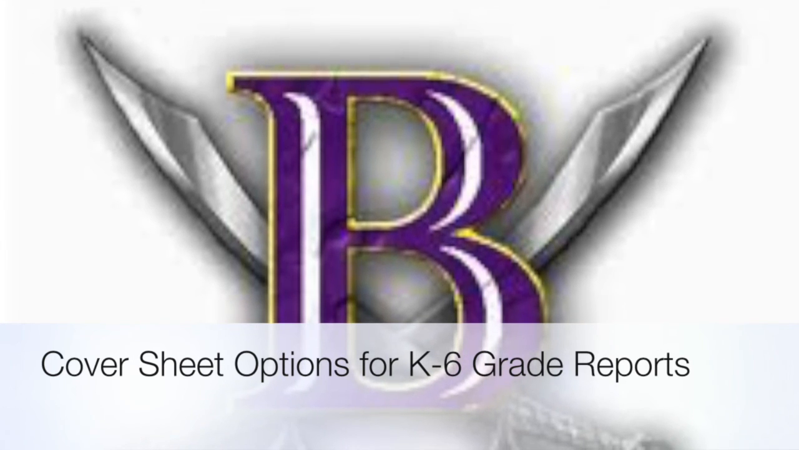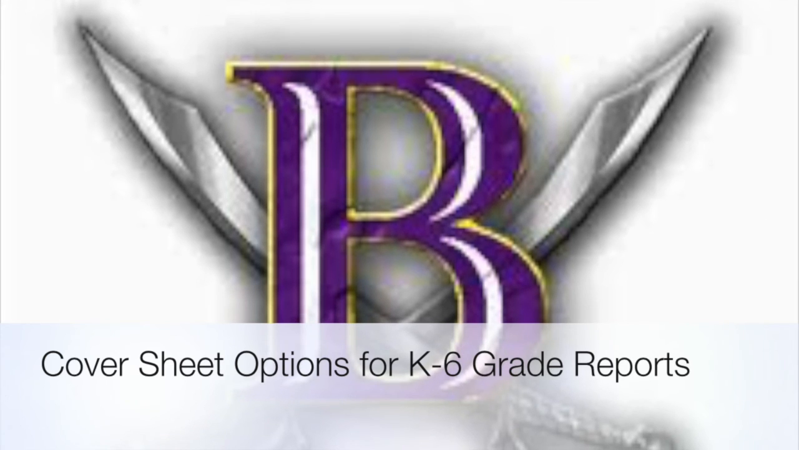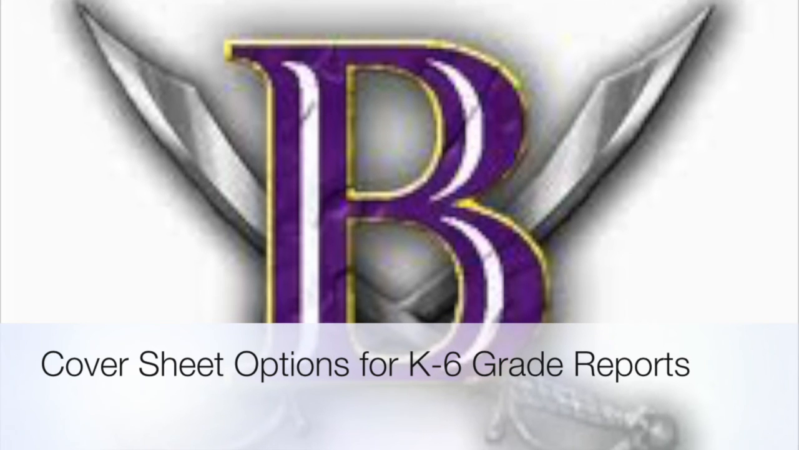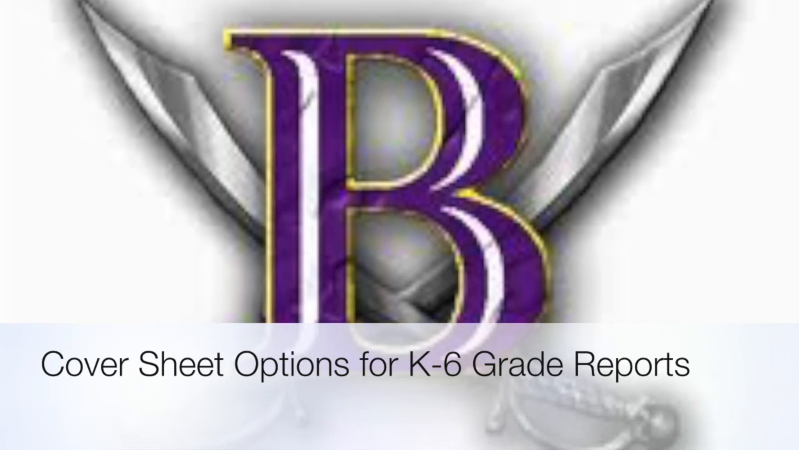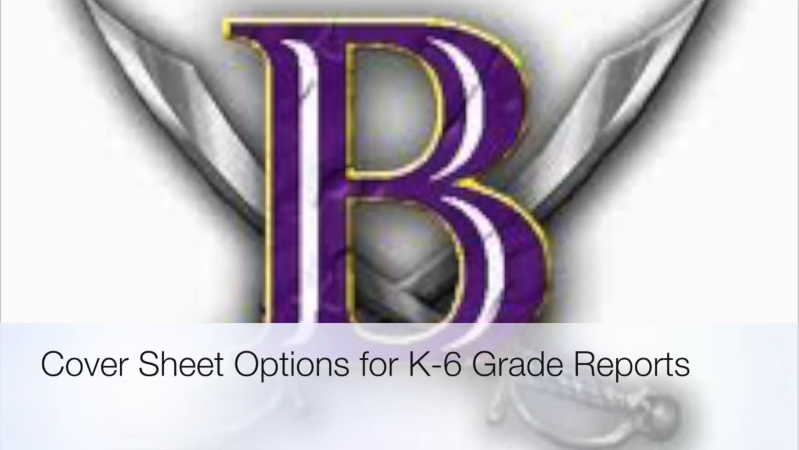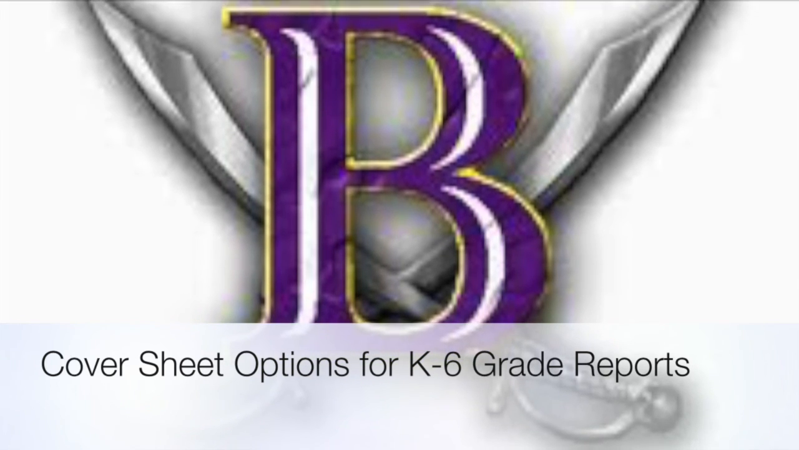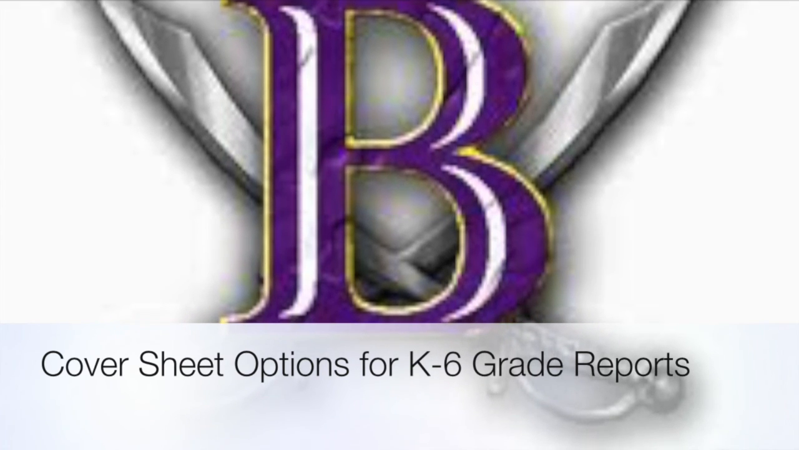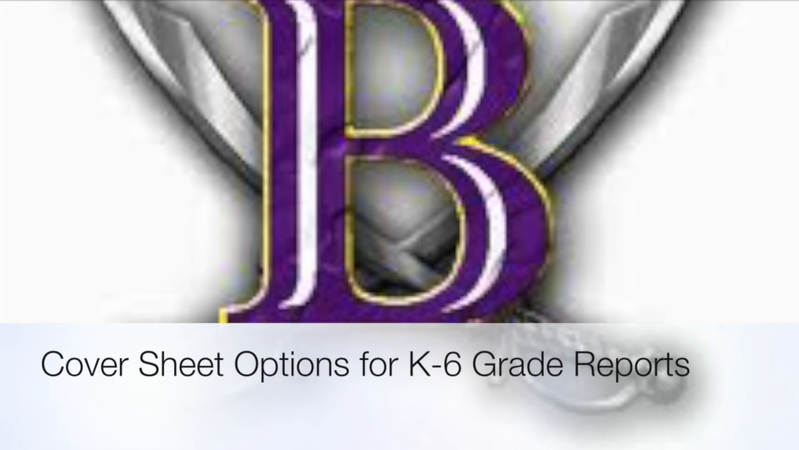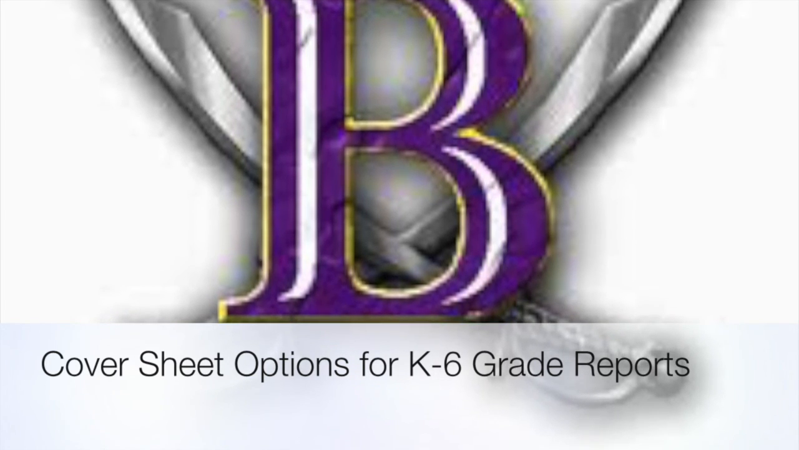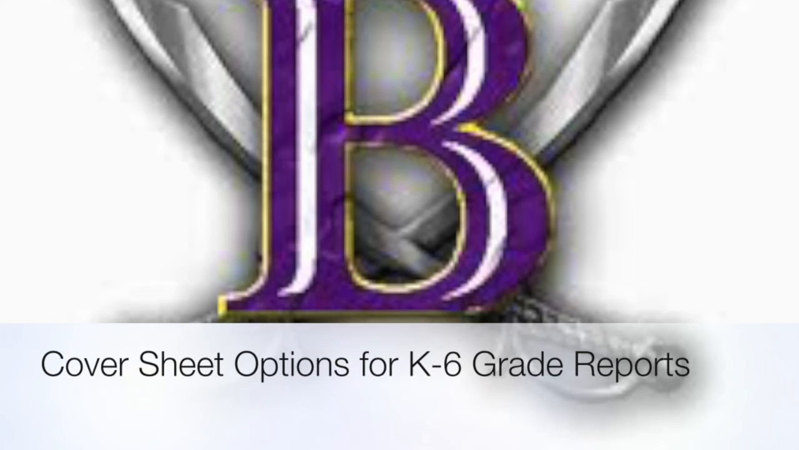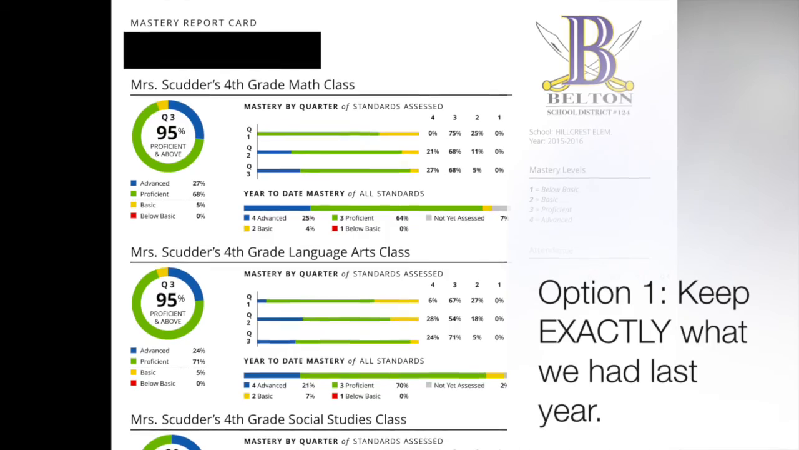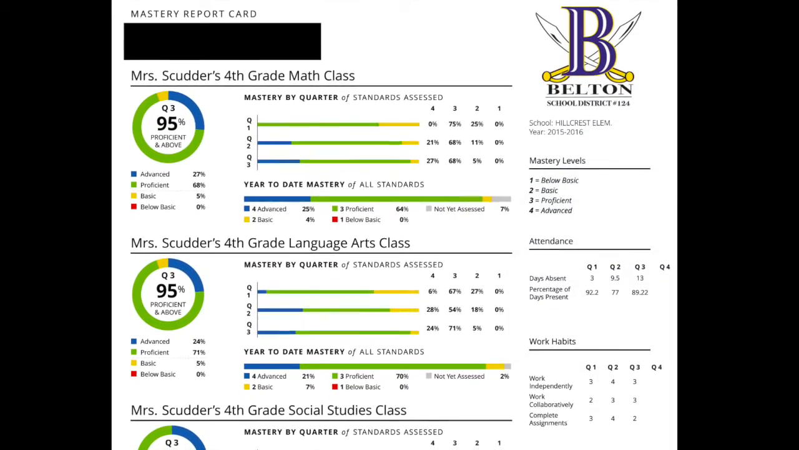I am looking forward to another wonderful year working with you and another wonderful year of sending home standards-based reports through Mastery Connect. So, we are going to do a lot of things to make our reports better than they've ever been before. One of those things would be to look at our cover sheet options for our K-6 grade reports. So this screencast is going to show you two of the options that we have for our cover sheets. And then at the end of the screencast, you're going to be able to actually take a vote on which option you prefer.